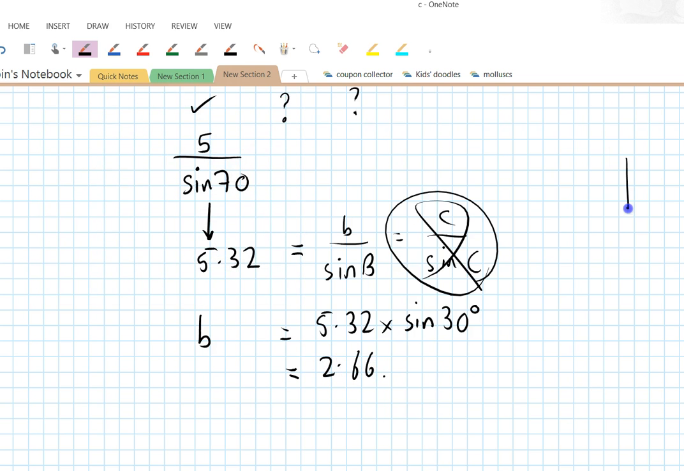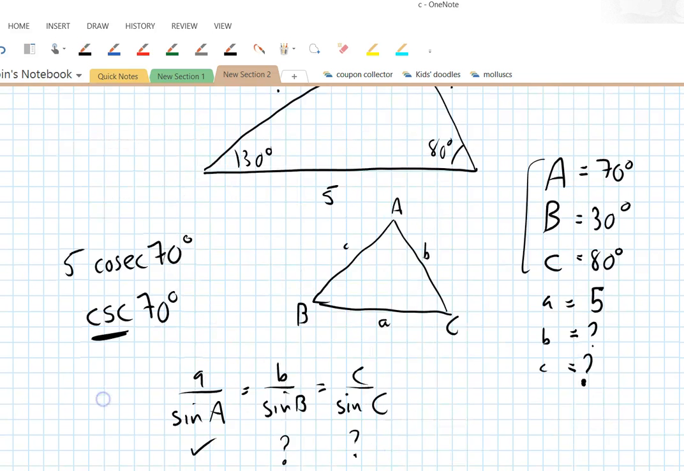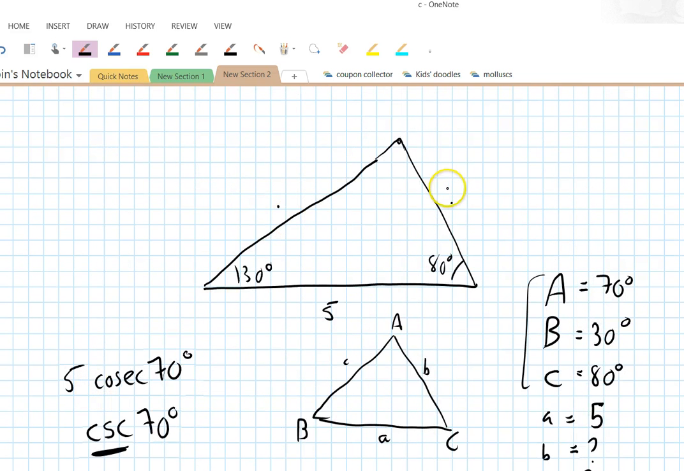The reason sine 30 is 0.5 is that it's half of an equilateral triangle, you see. That's 30 degrees. It's half an equilateral triangle. So there's half our answer. b, this side here, is 2.66 centimeters.